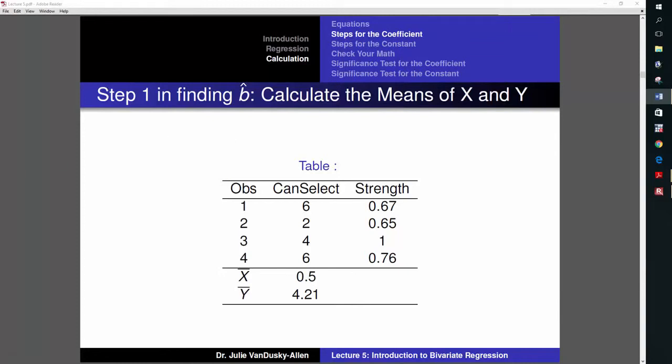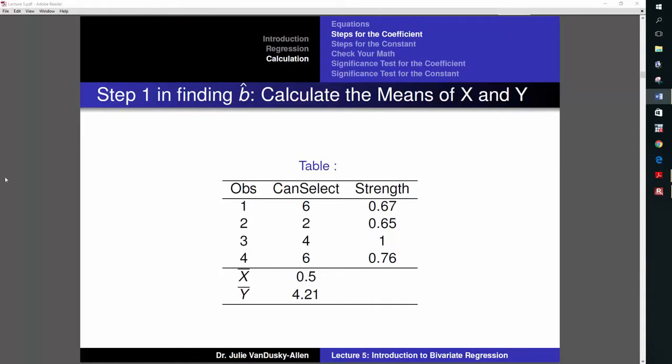The first step in calculating b hat is calculating the mean of the independent variable x and the mean of the dependent variable y. You have to remember that the independent variable is x and the dependent variable is y, otherwise you will miscalculate your answers later on. So using the data from all 987 observations, I calculated the mean of the independent variable, strength of upper chambers, and it was 0.5. And I calculated the mean of the dependent variable, party control over candidate selection, and it was 4.21.